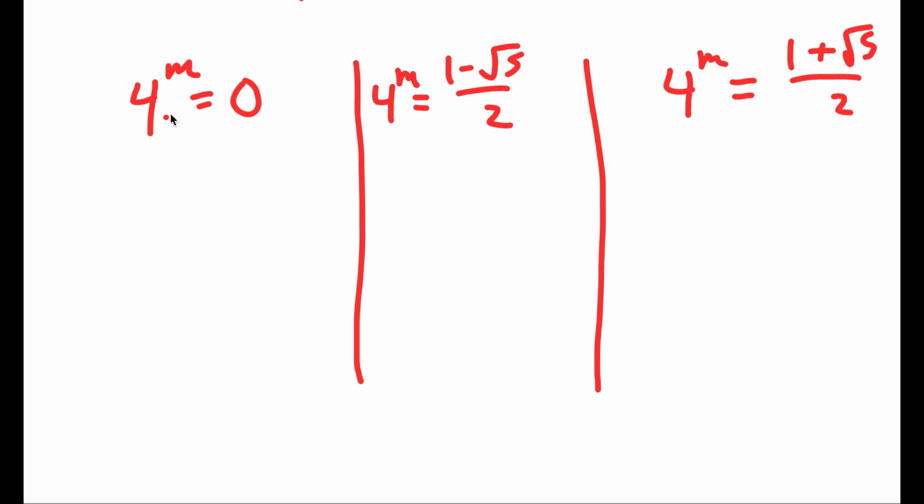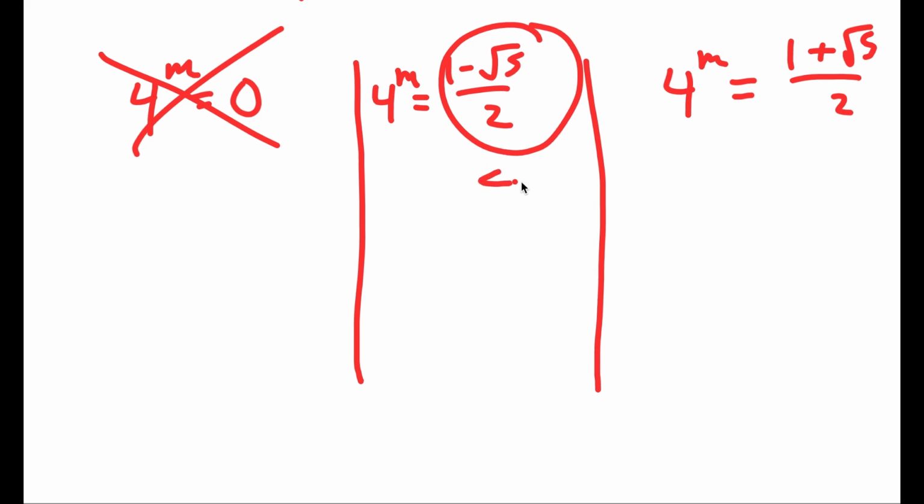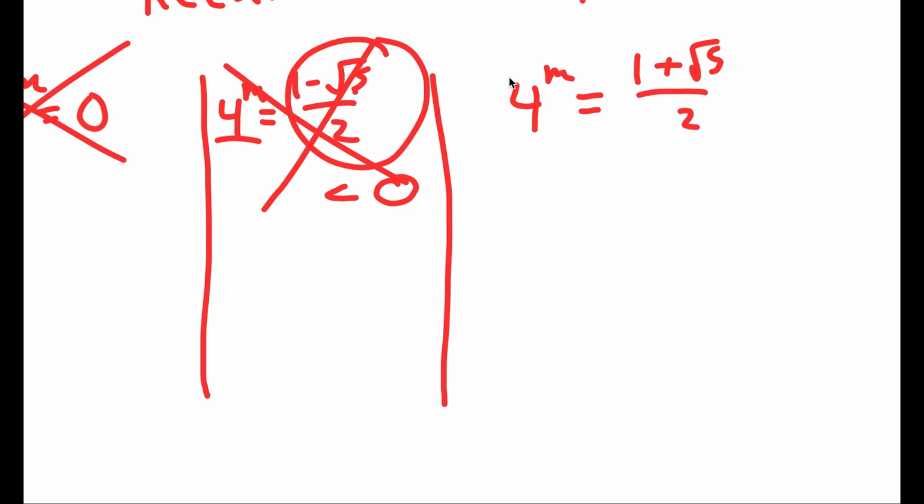So for 4 to the power of m is equal to 0, we can't actually solve this because we can't take the power of a number and make it equal 0. So there's no solution for this. And now for 4 to the power of m is equal to 1 minus the square root of 5 over 2. Well, 1 minus the square root of 5 over 2 is less than 0. And you can't take the power of a positive number and make it equal to a negative number. So there's no solution for this as well. So this just leaves 4 to the power of m is equal to 1 plus the square root of 5 over 2. And this is greater than 0, so this works out.